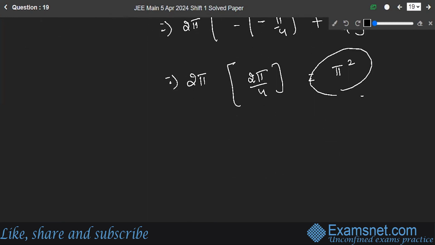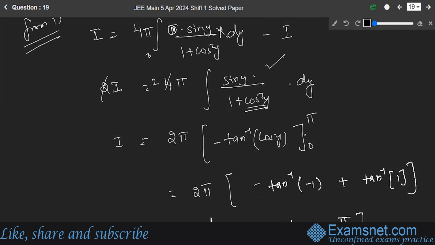What I have done over here in the last one, this was tangent inverse cos y. And let's fill in the limits. Cos pi was equal to minus 1 and cos 0 was equal to 1. So that is why you got the answer as pi squared. Hope you got that. Let's move to the next question.